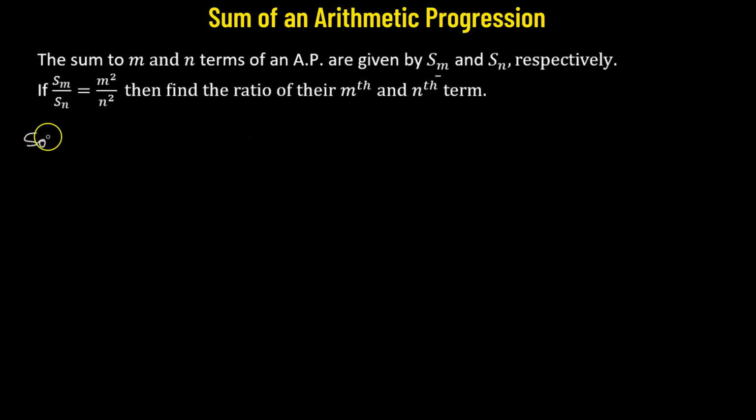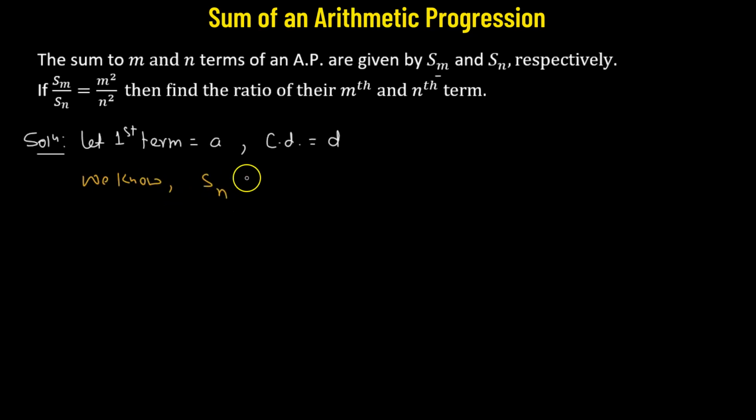So let's begin. Since our given sequence is an arithmetic progression, we'll consider the first term as a in lowercase, and the common difference will be expressed as d in lowercase as well. Using the fact that the sum to the nth term of any general AP, or arithmetic progression, is given by n over 2 multiplied by 2a plus n minus 1 times the common difference d.